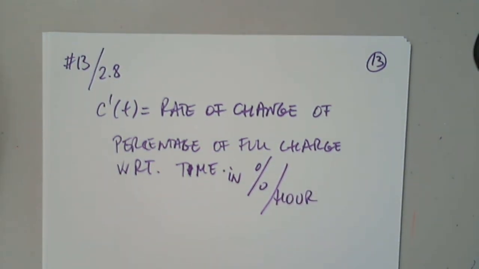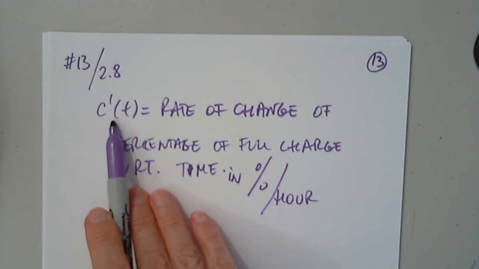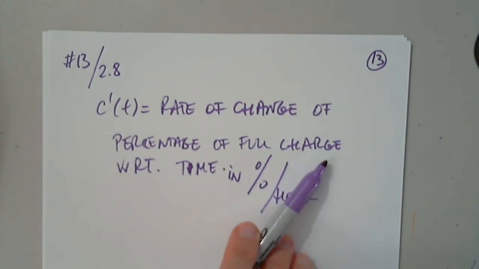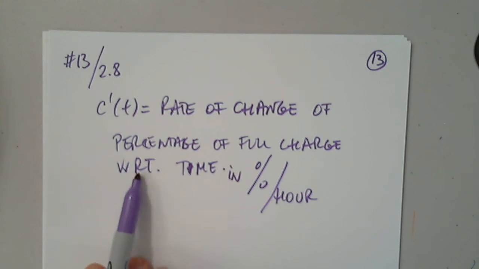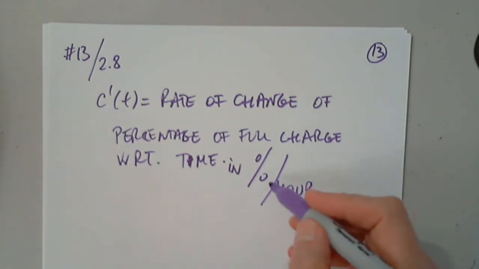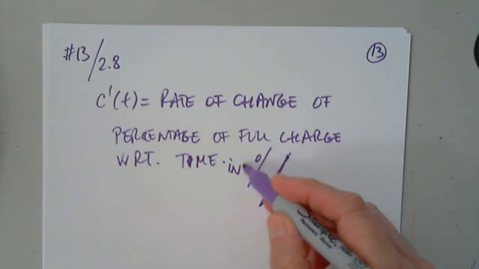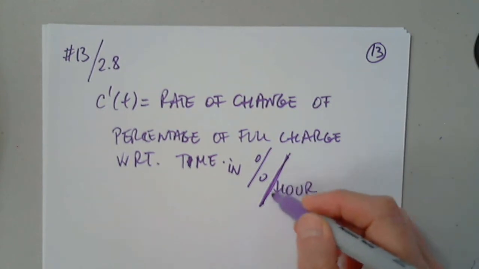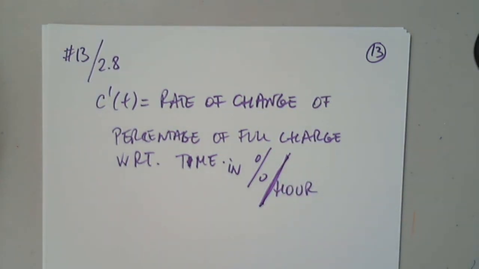Let me stop for a second. C prime of t is the rate of change of percentage of full charge with respect to time, measured in two measurement units: percent from the y variable and hour for the x variable. Then part B, sketch the graph of C prime.